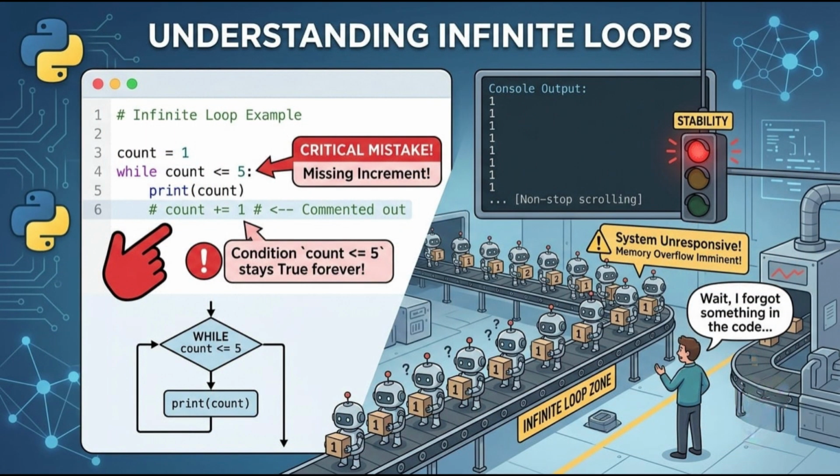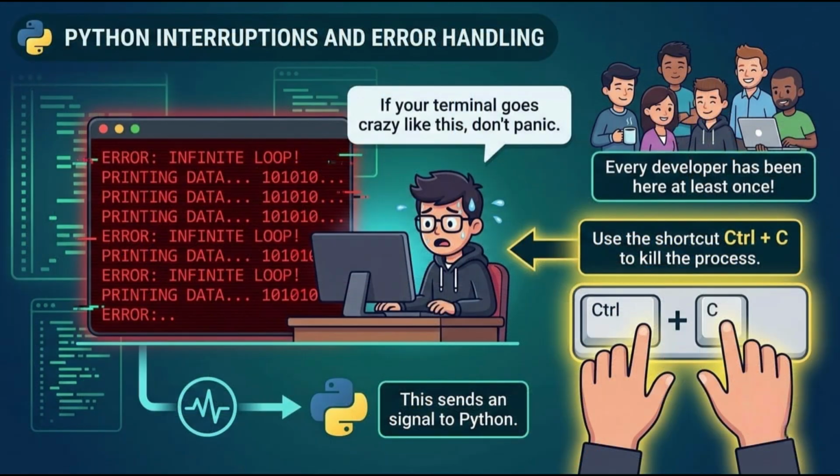Now, let's see what happens if we forget to increment. If I comment out count plus equals 1, the condition 1 less than or equal to 5 stays true forever. Watch the console, it's printing the 1 non-stop. This is an infinite loop. If your terminal goes crazy like this, don't panic. Use the shortcut Ctrl+C to kill the process. This sends an interrupt signal to Python. Every developer has been here at least once.